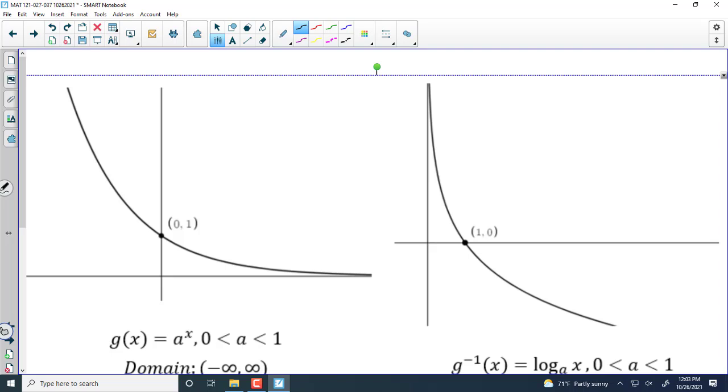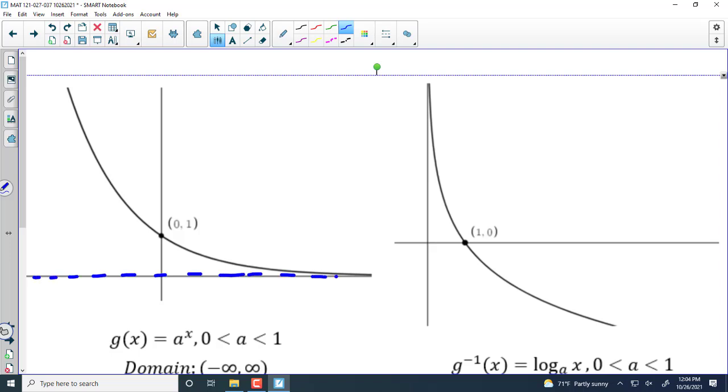Some exponential functions go downhill like this. Which ones go downhill? The ones where the base is between 0 and 1. Their inverses also go downhill. They're also decreasing. But a lot of things that we would expect to happen with inverses still happen here.